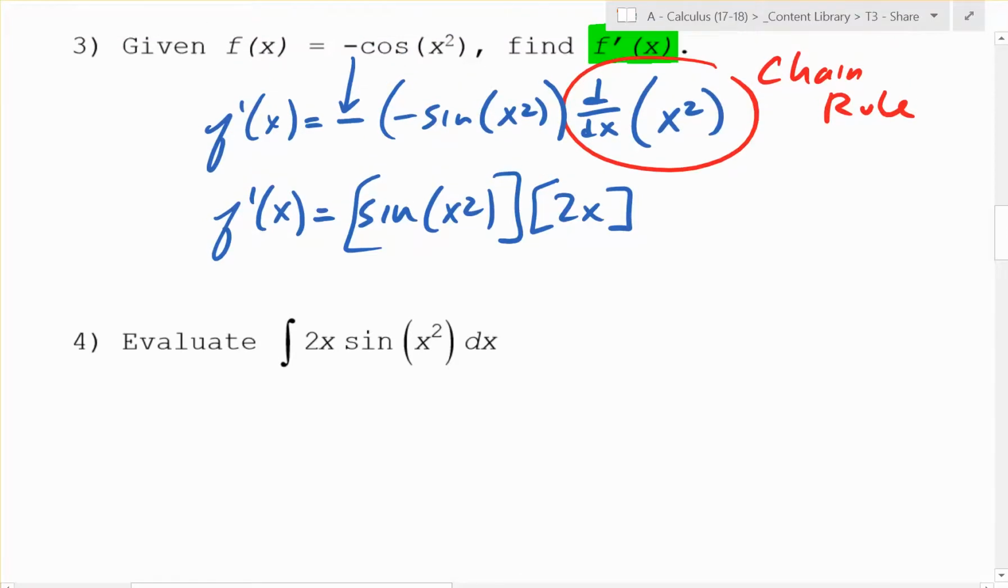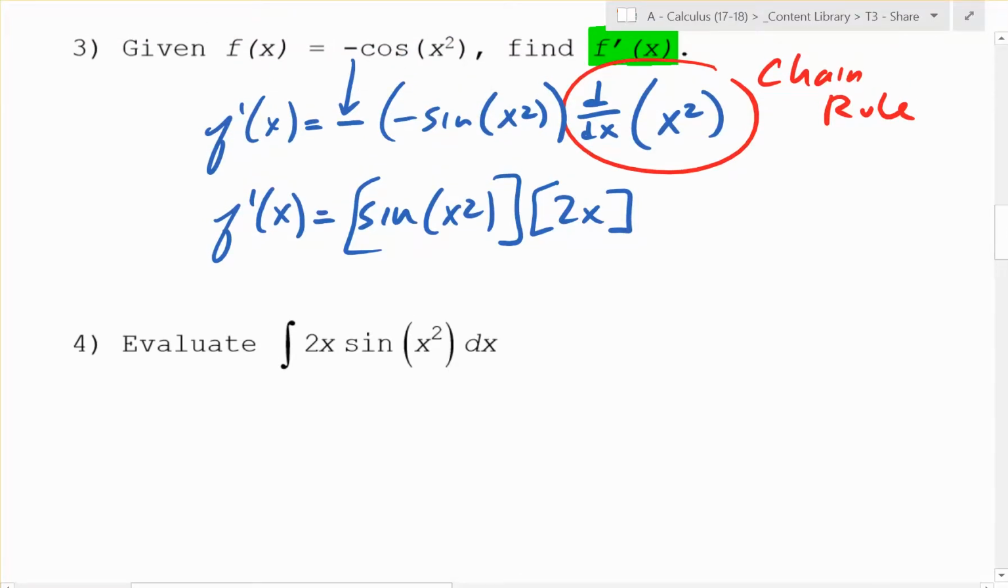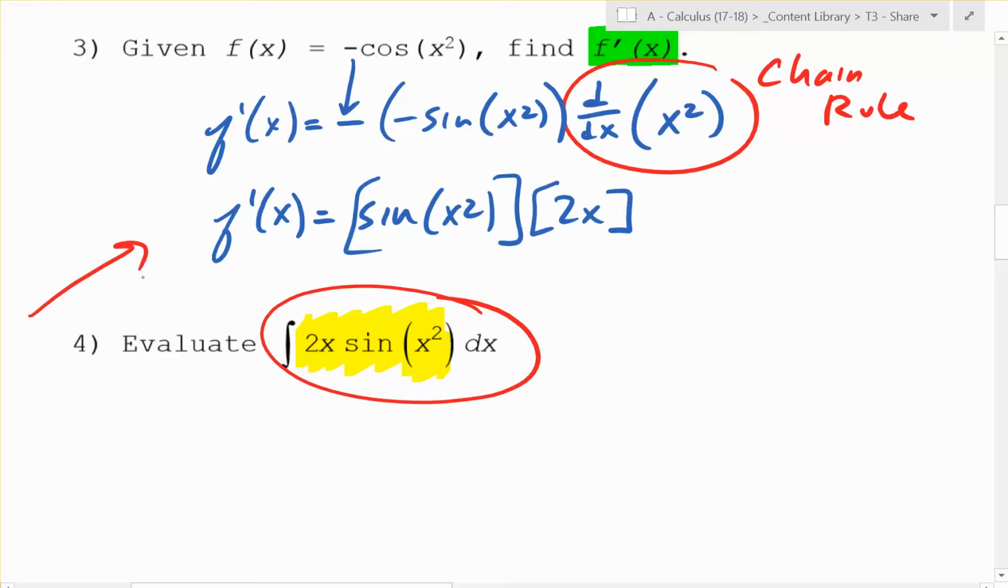So now let's look at this next one, which is going the other direction. What is the antiderivative of 2x sine of x squared? Now, if I had just given you this off the top, without doing this one first, it'd be a much different problem. It'd be a lot harder. But look, we have this.